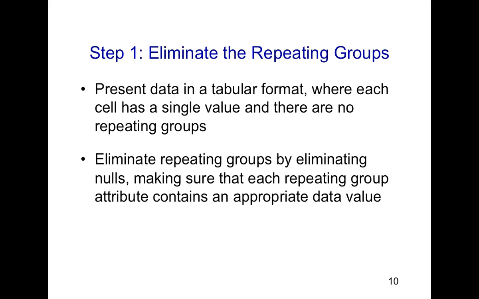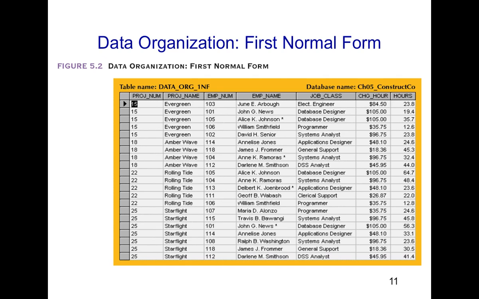And then you eliminate the repeating groups by eliminating the nulls, or the empties, making sure that each repeating group attribute contains the appropriate value. And here we go again. So this is first normal form. If you're looking at this, you see that 15 is repeated. It's called controlled redundancy. So it's kind of ironic. We put redundancy in to get rid of repeating groups.